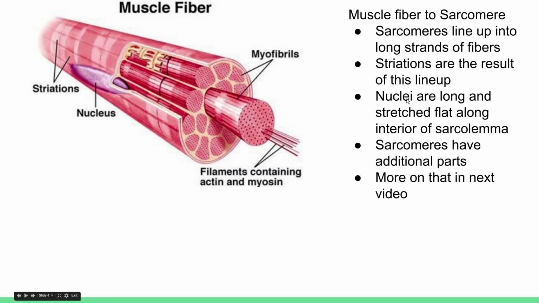As you notice here, the nuclei are long, stretched flat, and along the interior of the sarcolemma. The reason for that is the muscle cell is so specialized. It needs to make room for all these muscle fibers, so everything squeezes in and fits in between when it can. And the sarcomeres have additional parts, the actin and myosin, and we'll talk more about that later.